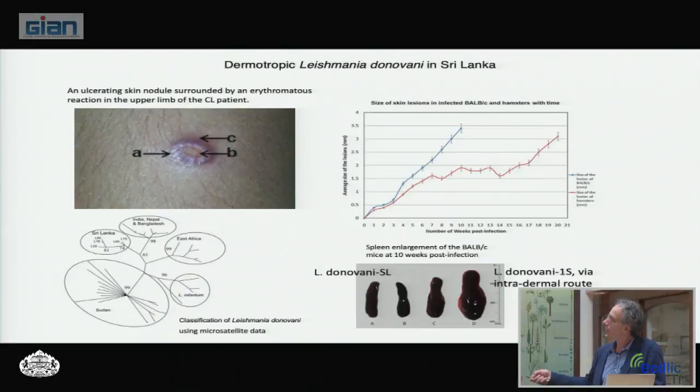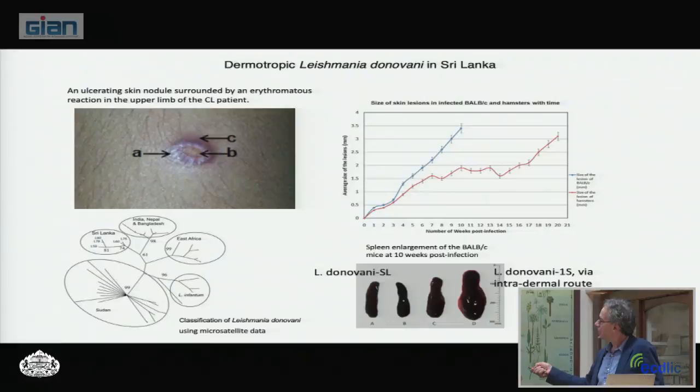This is a cutaneous lesion from a patient with these L. donovani infections in the skin. This patient doesn't have any sign of visceral infection, so doesn't have a persistent fever. The infection seems confined to this localized cutaneous site. And if you put visceral strains of donovani in a mouse, they don't produce cutaneous pathology. But this strain from Sri Lanka, if you put it in a hamster or a mouse, they produce these lesions.